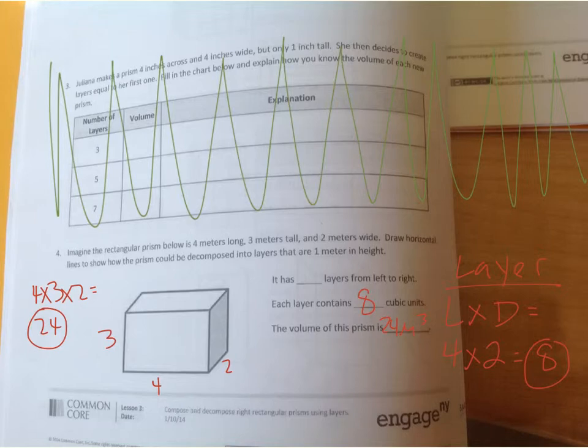Well, since we know the volume is 24, and we know that there's going to be a certain number of layers times 8 cubes in each layer, we know from our multiplication facts that 3 times 8 is 24. So in this drawing, all you have to do is 3 layers with 8 in each layer. So it has 3 layers. There's 8 in each one. And the total volume is 24 meters cubed. So that's how you would do and draw these types of problems.